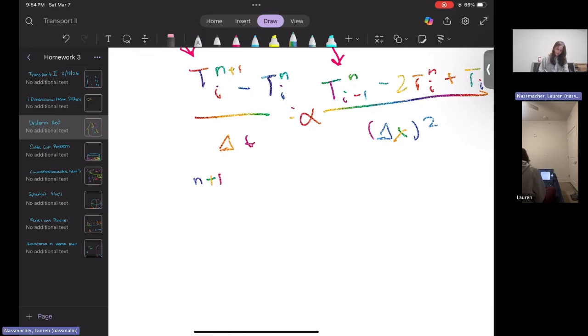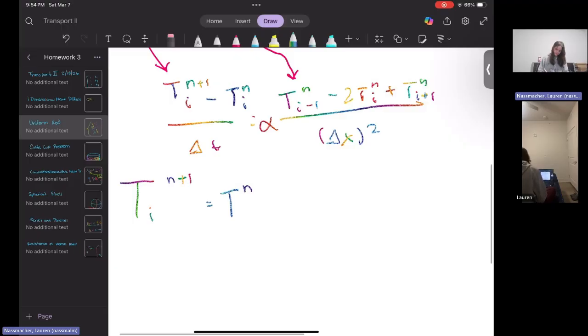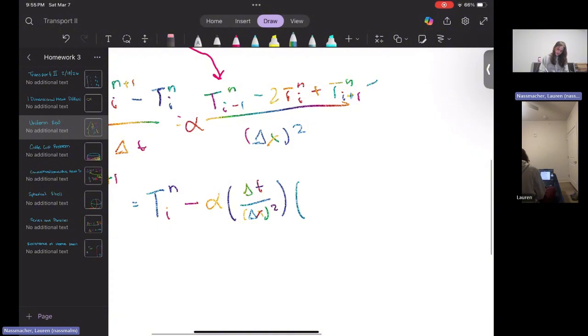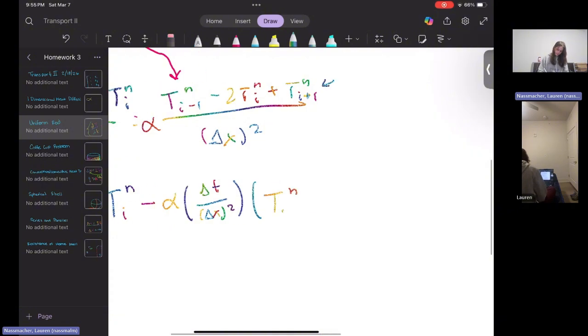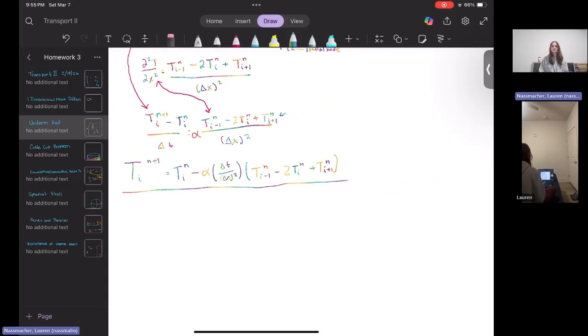difference equation, we need to do our time step plus 1, our temperature at that time step plus 1 at a spatial node i is equivalent to our temperature at the first time step at our spatial node minus our thermal diffusivity multiplied by our change in temperature over our change in distance squared multiplied by this whole equation right here. Just the numerator. And that will get you our final explicit finite difference equation.